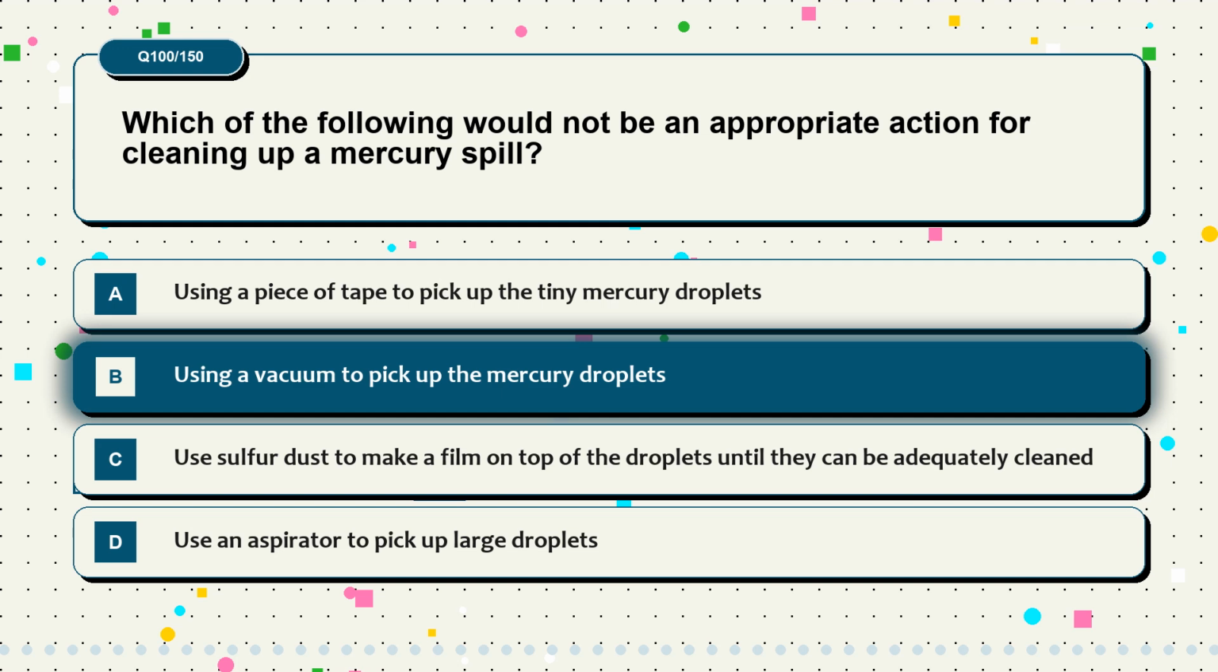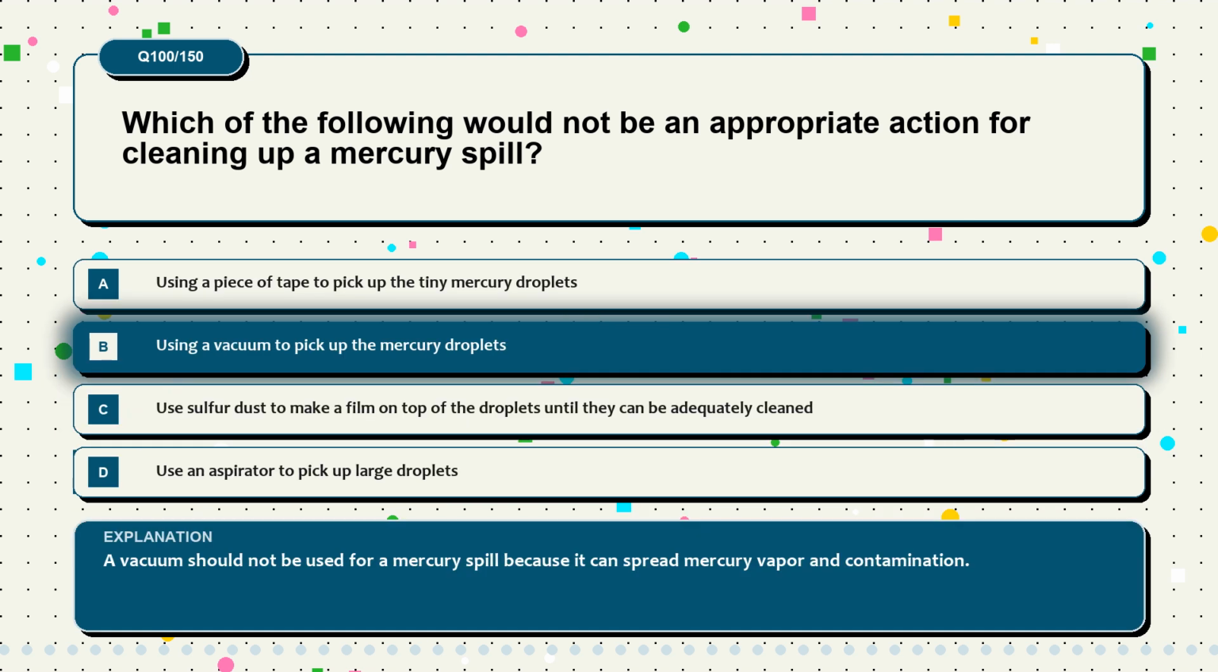The correct answer is option B, using a vacuum to pick up the mercury droplets. A vacuum should not be used for a mercury spill because it can spread mercury vapor and contamination.